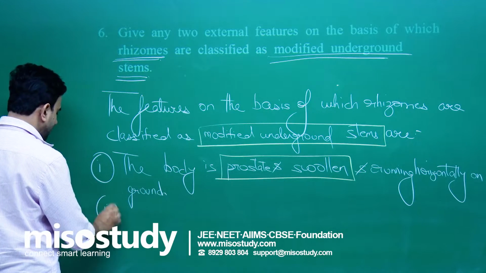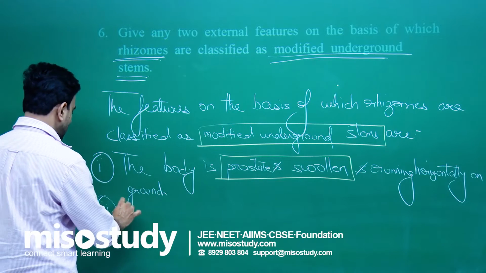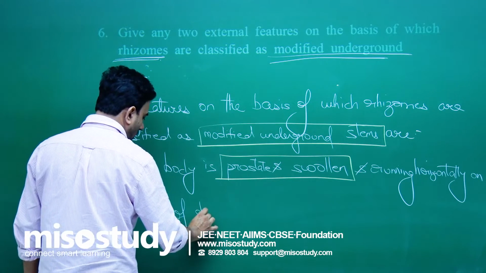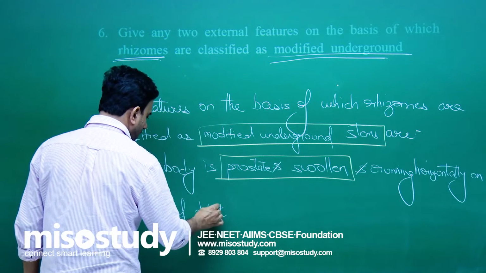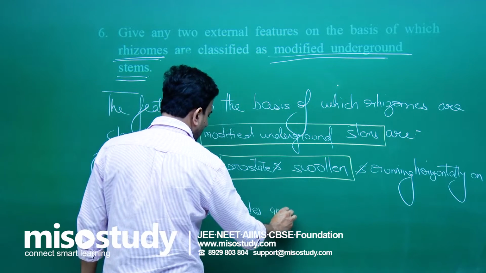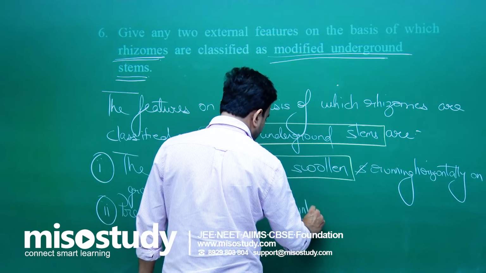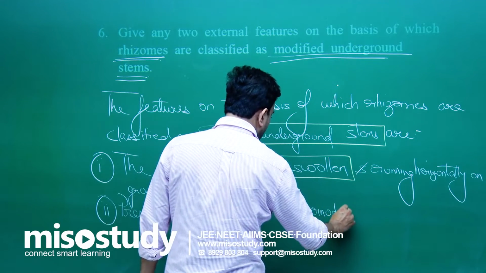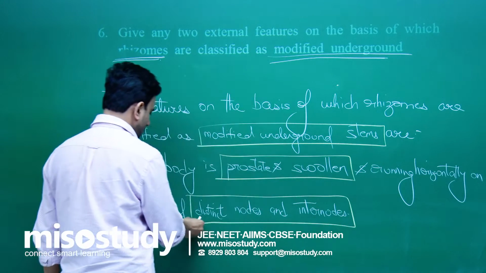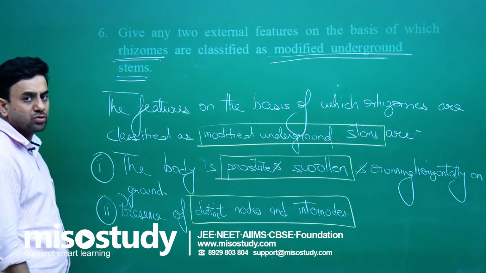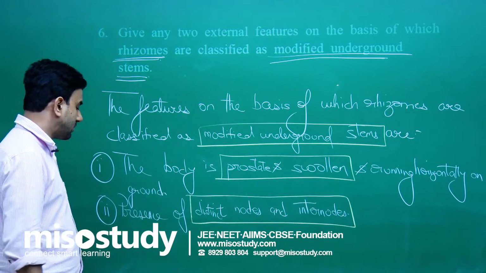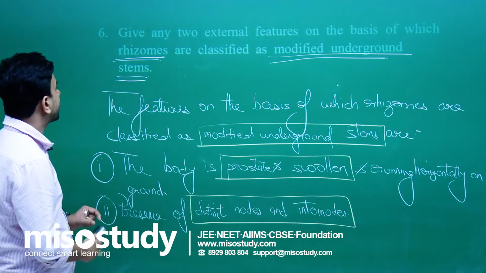And secondly, what do we see? Presence of distinct nodes and internodes, which will be present in the modified underground stem, that is the rhizome. We move on to the next question.